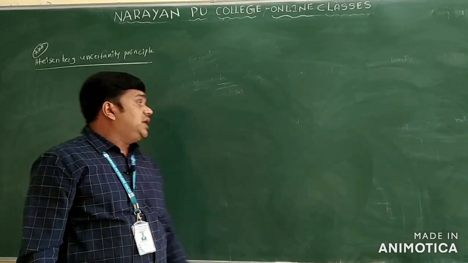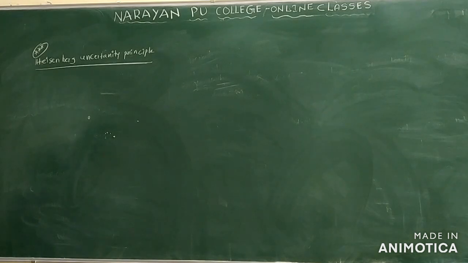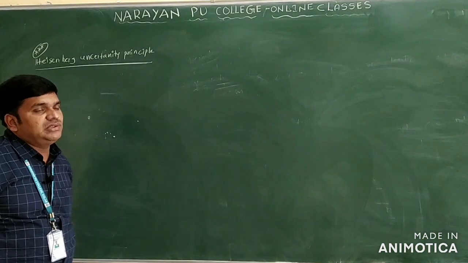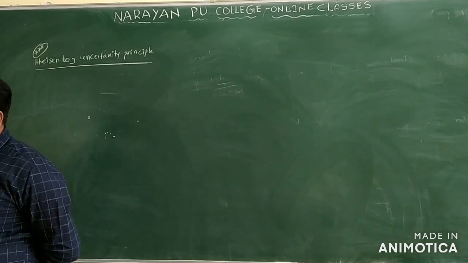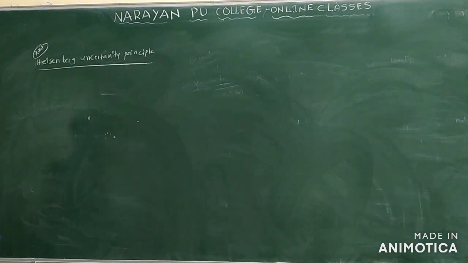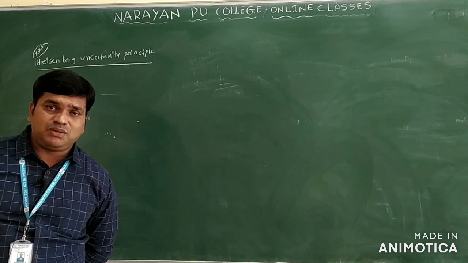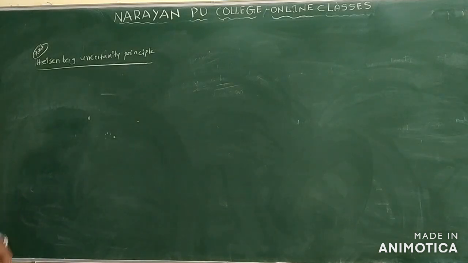The next topic is the Heisenberg uncertainty principle. The Heisenberg uncertainty principle states that it is impossible to determine both position and momentum simultaneously and accurately. That means we cannot find out the position and momentum simultaneously and accurately. That we call the Heisenberg uncertainty principle.